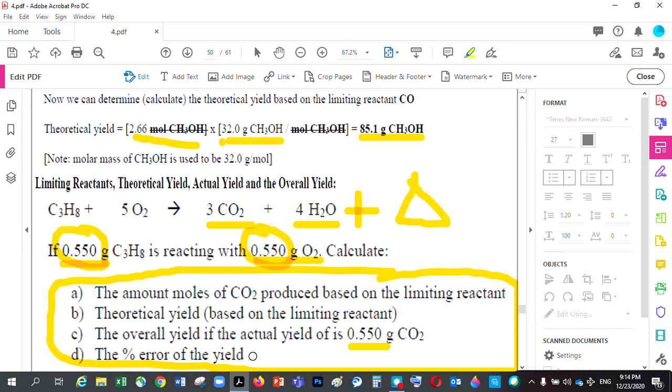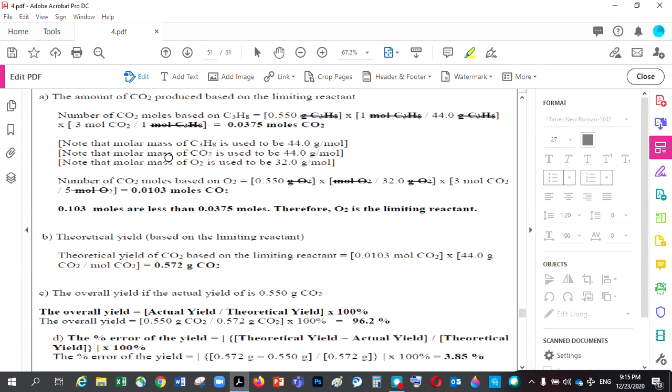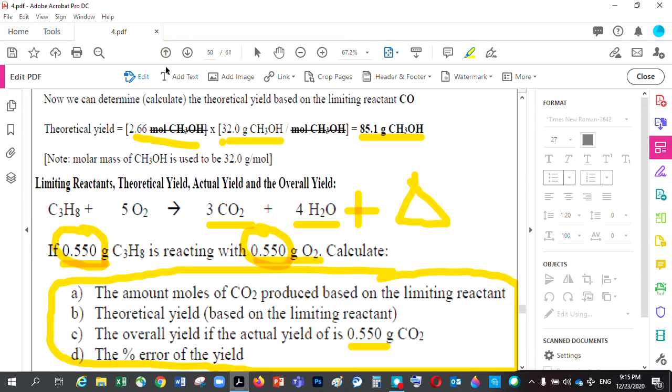So there are four different calculations, and this is a very nice example. One example has all those 4 topics at the same time. So let's look at the first one, the limiting reactant. We start by looking at the chemical equation.